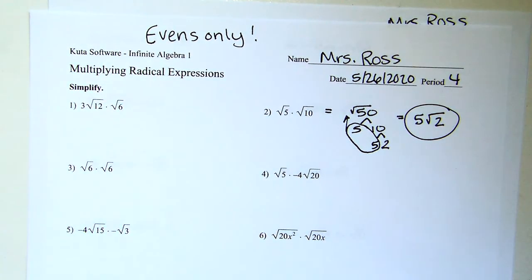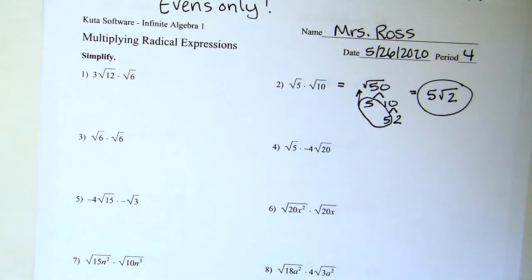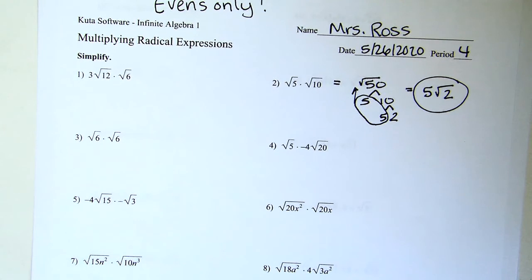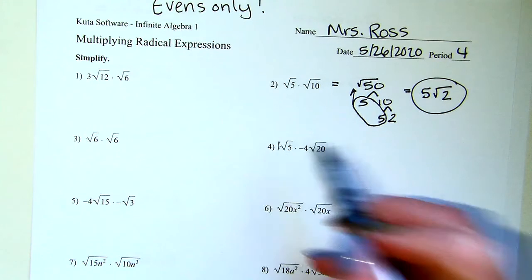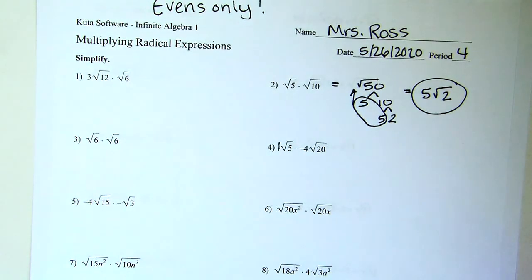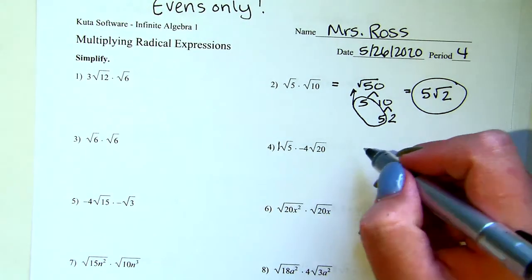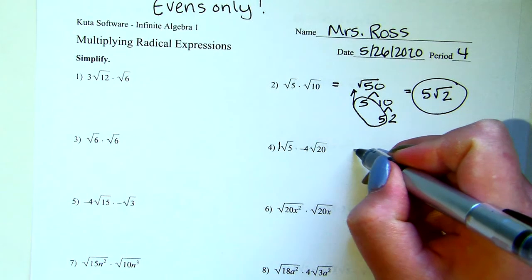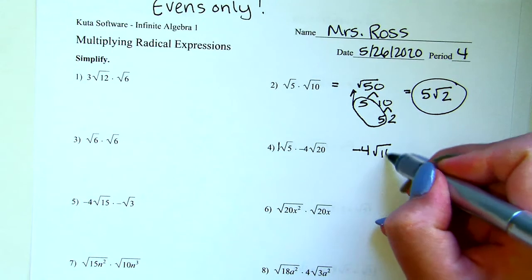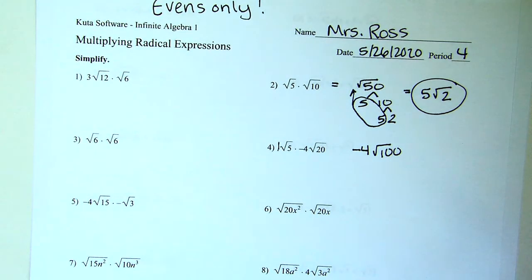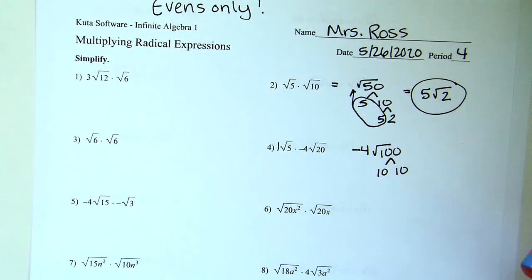Next up, number 4. I have root 5 times negative 4 root 20. I have an imaginary 1 in front of our root 5 that's going to multiply with the negative 4. So 1 times negative 4 keeps it at negative 4. And then I'm going to go root 5 times root 20, which is going to give me root 100. Now, 100 happens to be a perfect square. The same number, 10 and 10, can come out. So, 10 times 10 gives me 100.